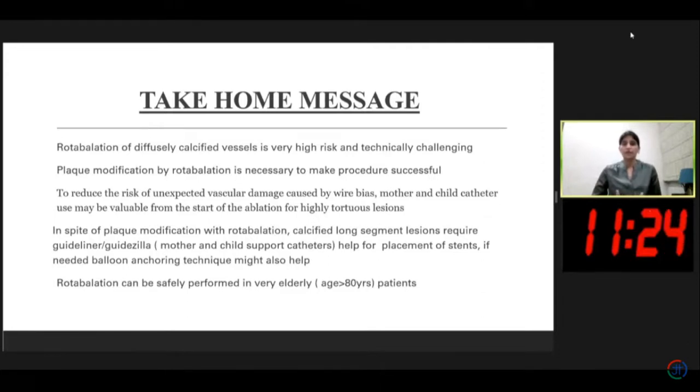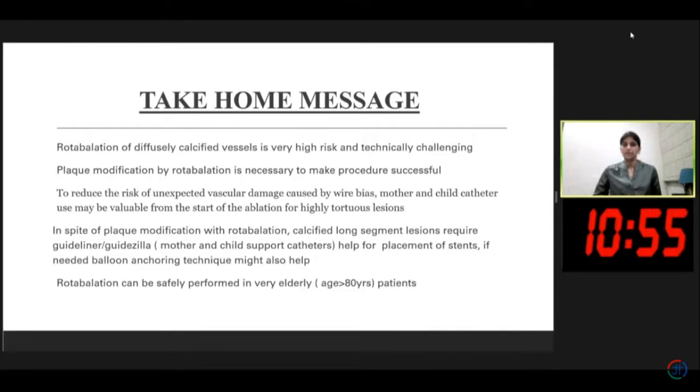We know that there is a saying that you should avoid rota in these arteries, but sometimes, for plaque modification, you cannot track your shockwave balloon to these arteries. So rota actually becomes essential in these arteries. And as I have shown in my cases, despite doing rota and despite getting good wire support, we had to use the mother and child catheter to help track our stent to the desired position.